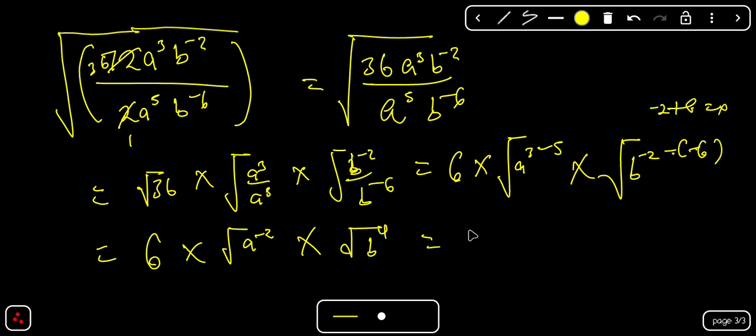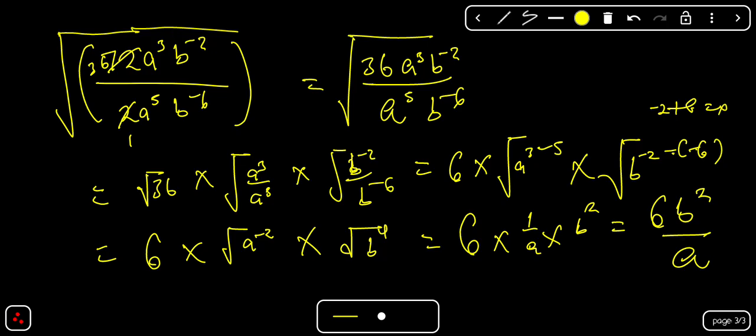So this will be equal to 6, then multiply by square root of a raised to the power of negative 2. So that will surely give us 1 over a. Then square root of b raised to the power of 4. That will surely give us b raised to the power of 2. So what we have now is 6b squared, then everything over a.